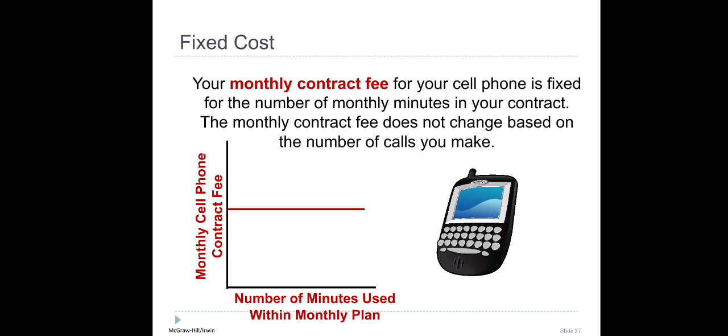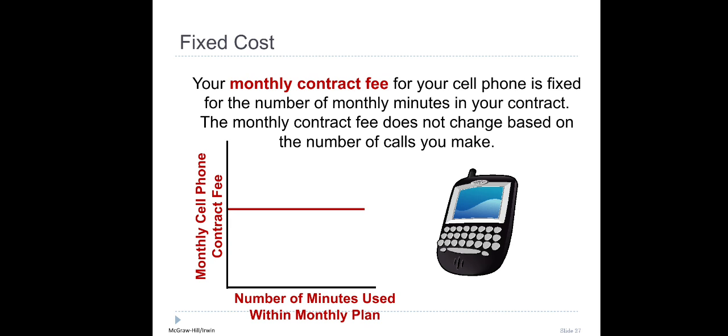Okay, in this day-to-day example, the slide says that your monthly contract fee for your cell phone is fixed. For the number of monthly minutes in your contract, the monthly contract fee does not change based on the number of calls you make. So you have your handphone, so there are fixed costs, an amount that you have to pay every month. No matter how many minutes you use the phone or use the internet, you pay the same amount. That one is called fixed cost.